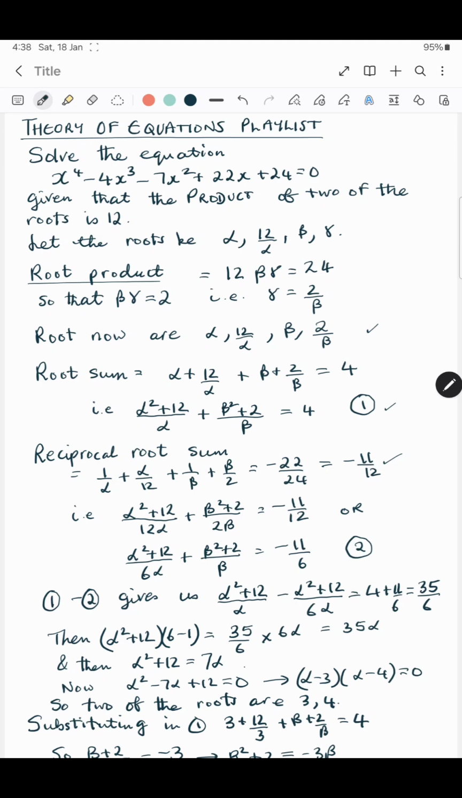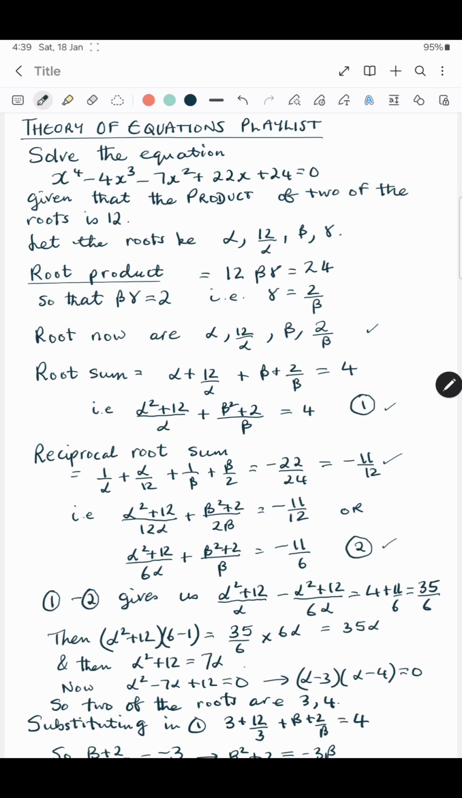So, again, rewriting that somewhat, we get 1 over alpha plus alpha over 12 plus 1 over beta plus beta over 2 is minus 11 over 12. And just multiplying up through by 2, we get 2 over alpha plus alpha over 6 plus 2 over beta plus beta equals minus 11 over 6. So we now got a second equation.